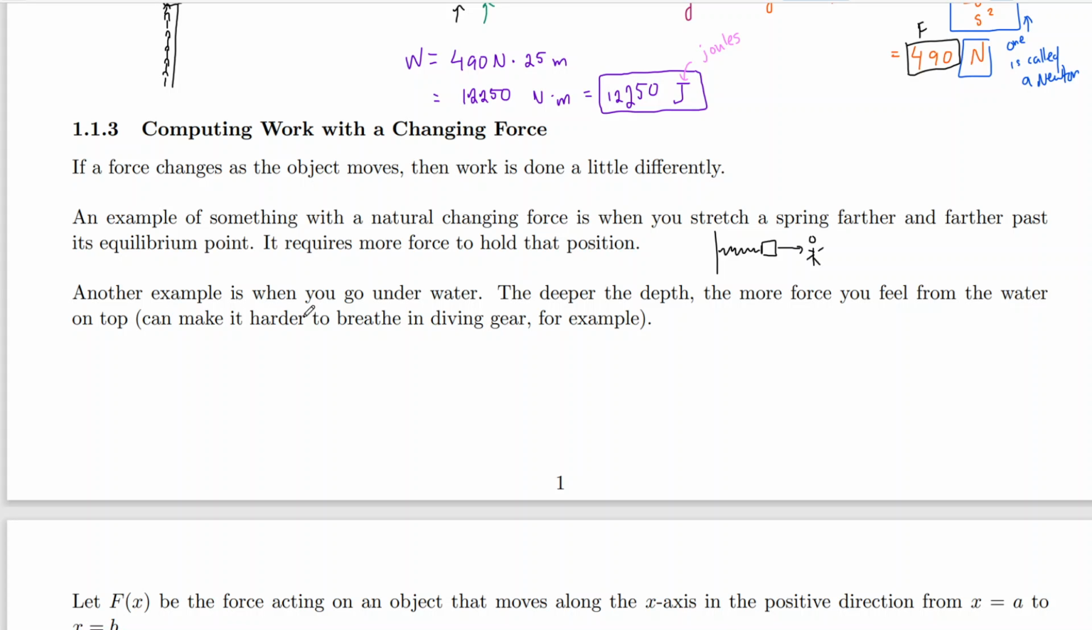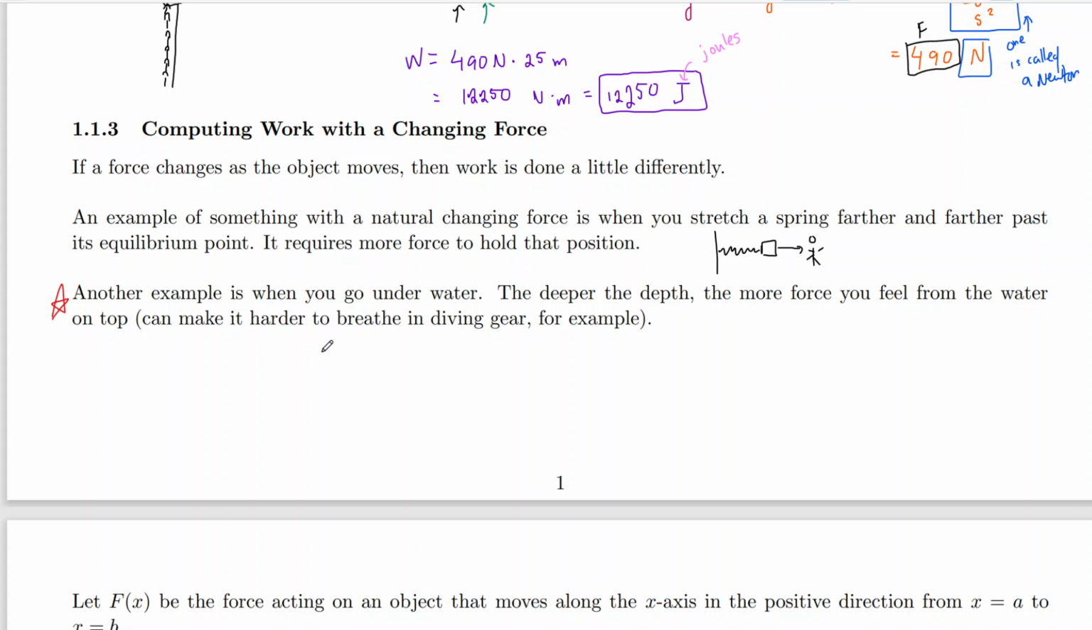Another example is when you go underwater: the deeper the depth, the more you feel from the water on top. Basically, there's more weight of water on top of you. If you're 1 foot underwater, you might not feel much. If you're 100 feet underwater, it might be kind of hard to breathe. So you're feeling more force, more and more as you get lower and lower. And then there's also a lot of examples based on this sort of idea with depth.